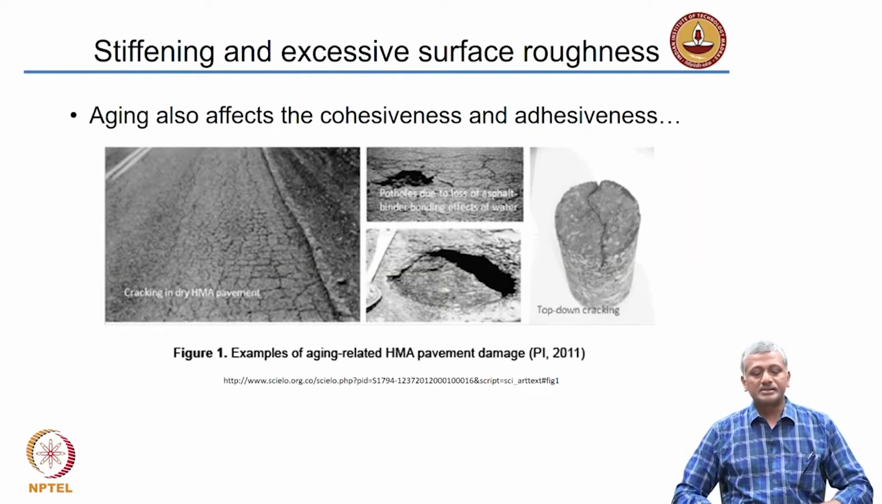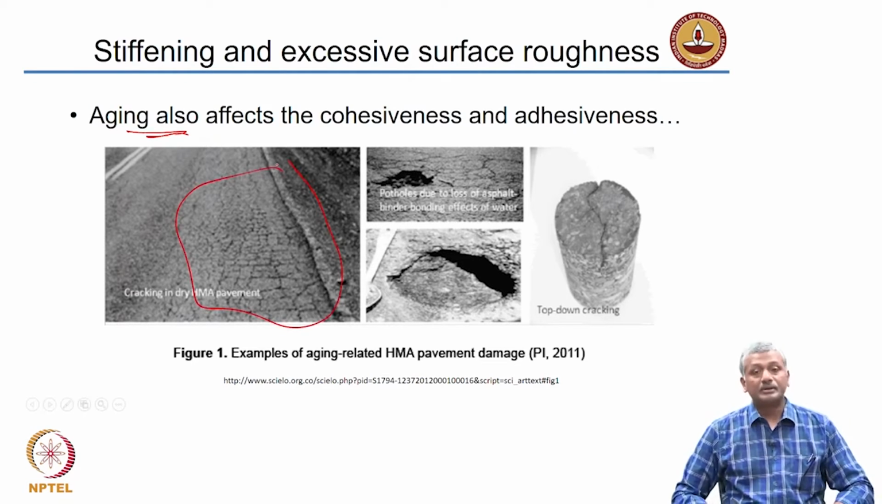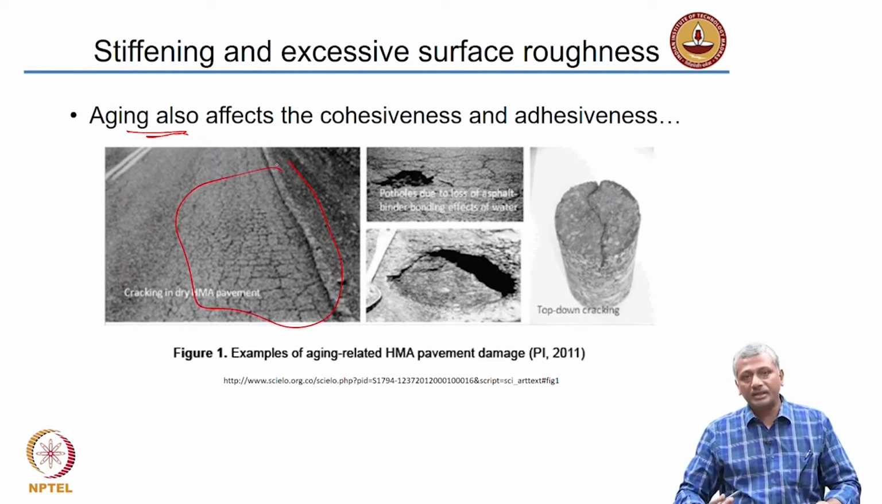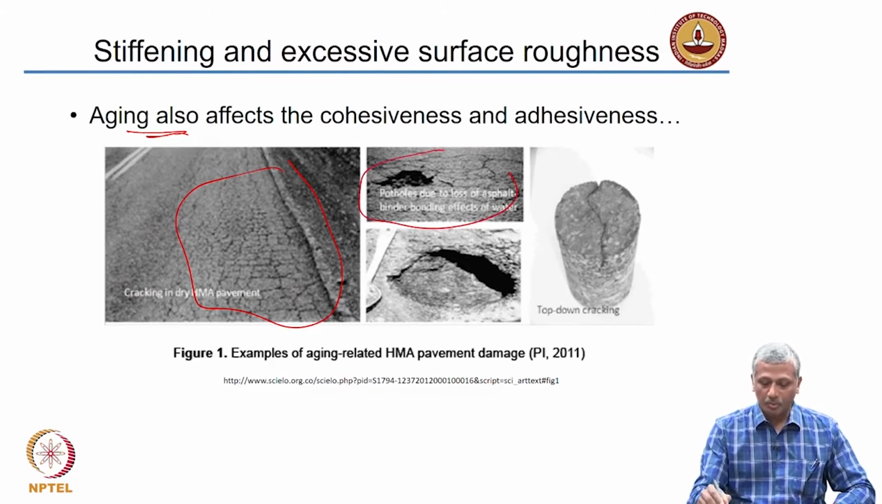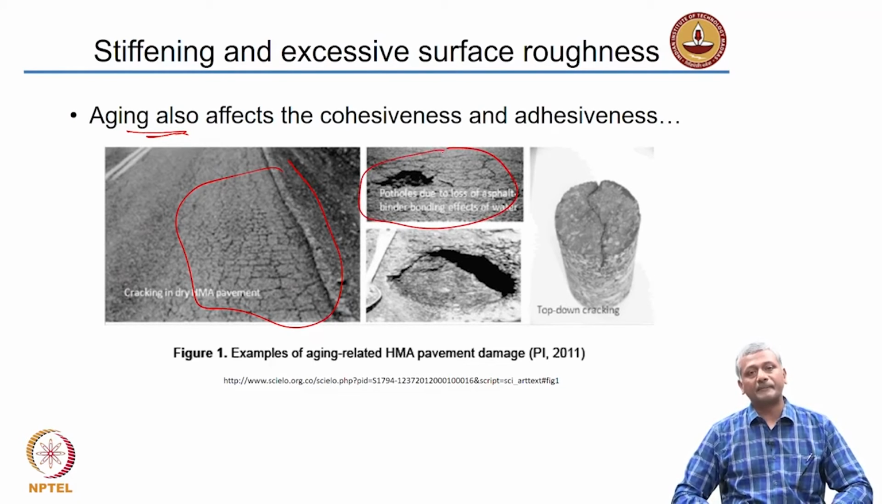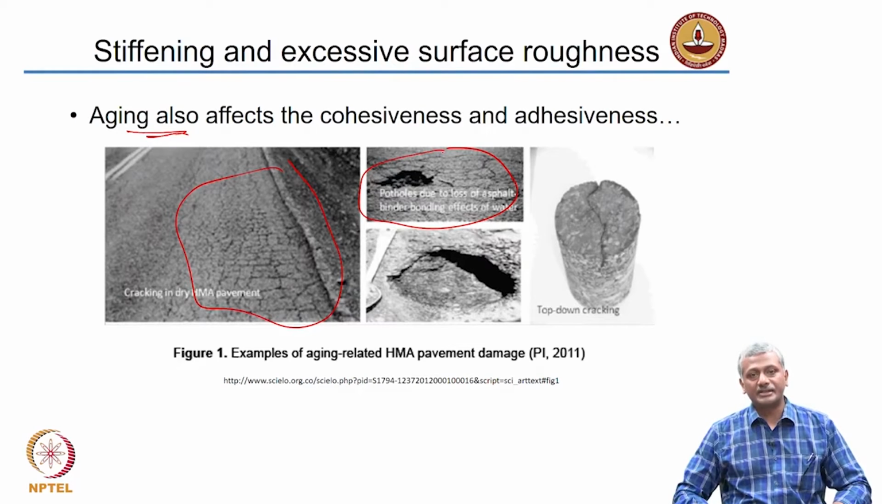So, again this is an example of stiffening and excessive surface roughness that is caused primarily because of aging. Okay. So, here aging, combined with of course fatigue cracking, has resulted in a loss of rideability caused by excessive roughness on the pavement surface. Okay. Again such potholes can also happen because of stripping, right. I showed you in the previous page also where aggregate gets completely stripped off from the asphalt.